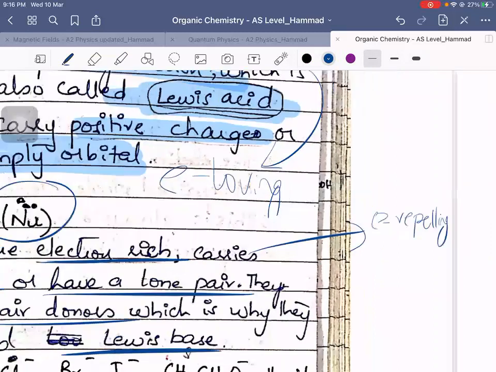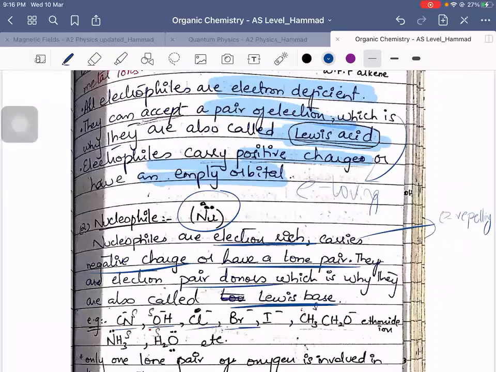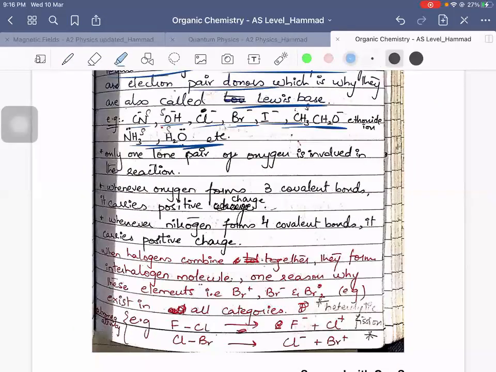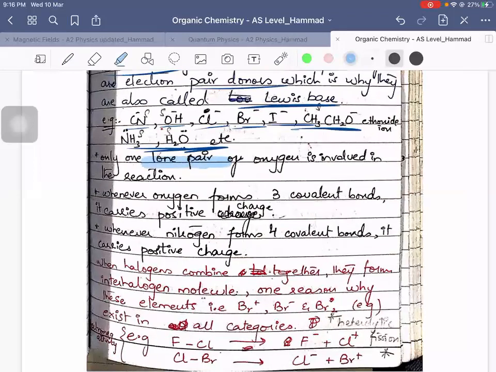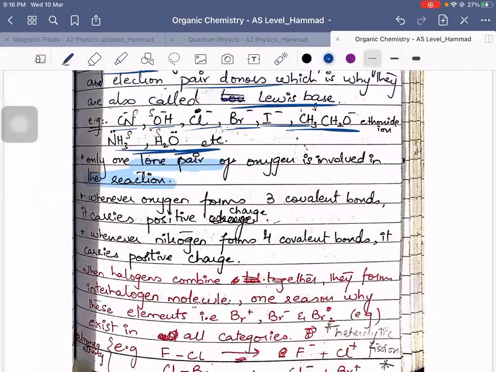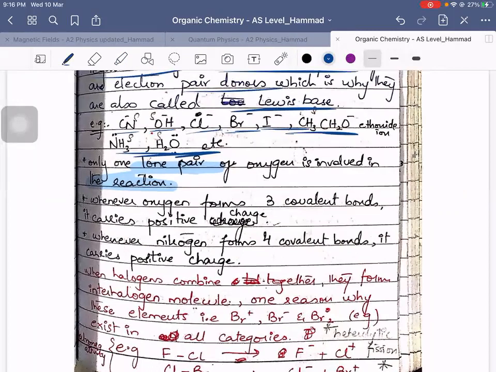right? These are a few examples of nucleophiles. All of these will have either a negative charge or will have a lone pair of electrons. These are a few key points. Only one lone pair of oxygen is involved in the reaction. And when I say that, I'm talking about specifically H2O.